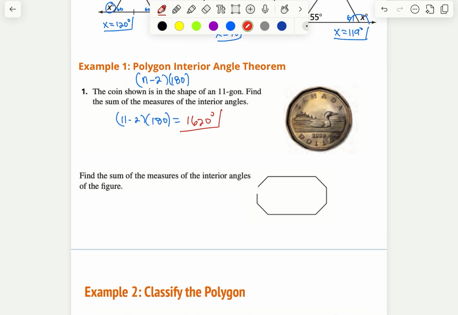Find the sum of the measures of the interior angles of the figure. So in this given figure, we have 8 sides. So using the formula, 8 minus 2 multiplied by 180. So 6 times 180 would give me 1080 degrees.